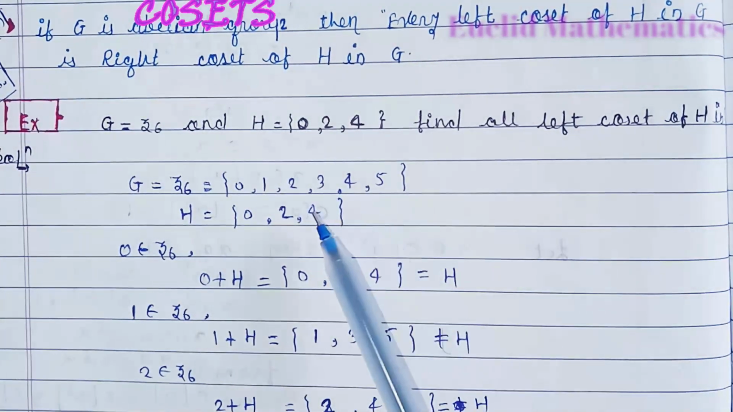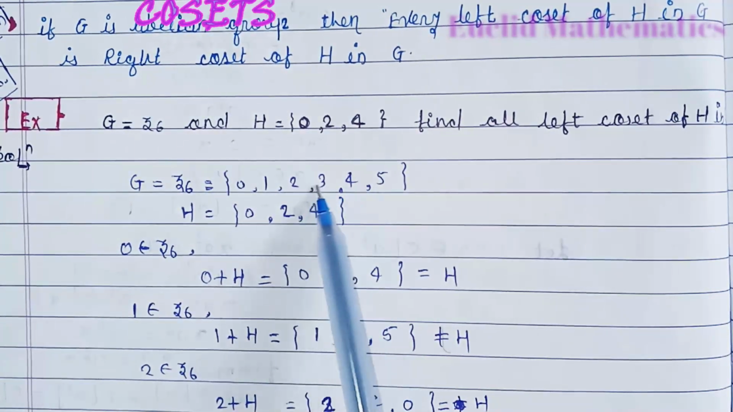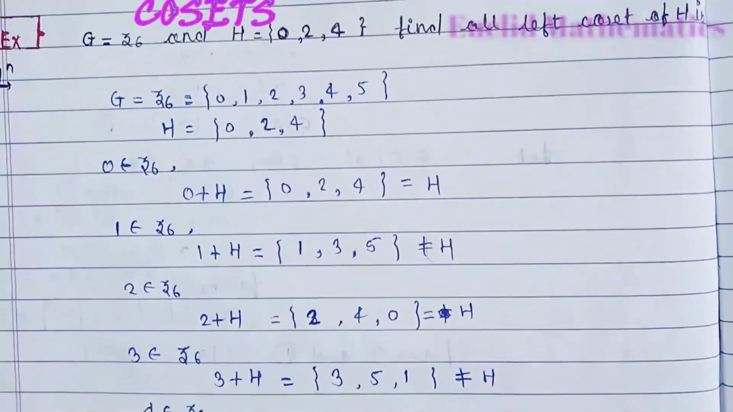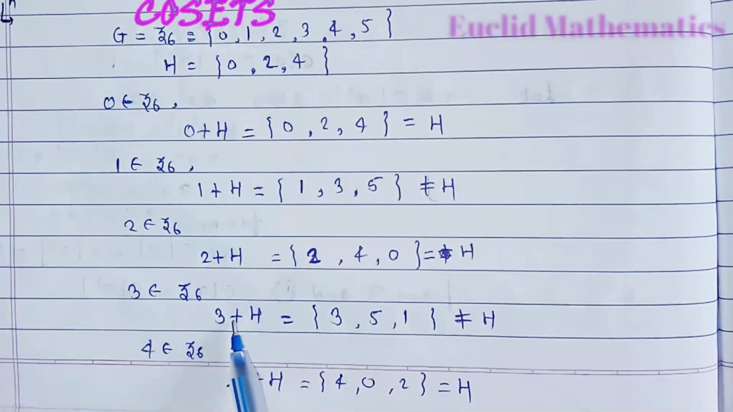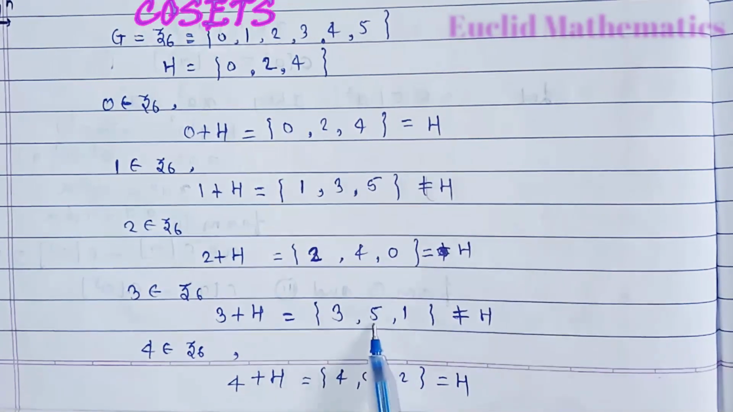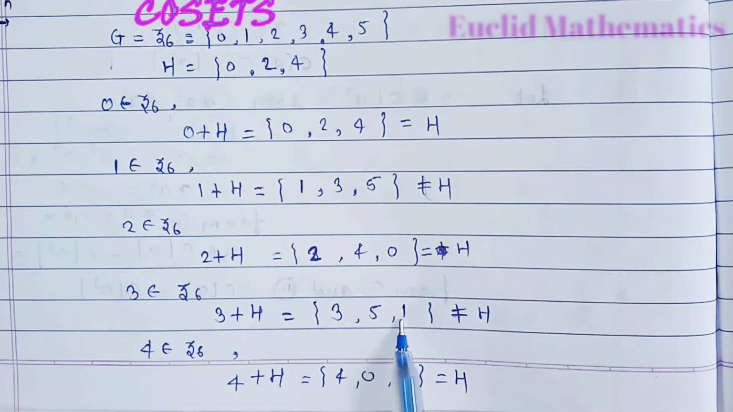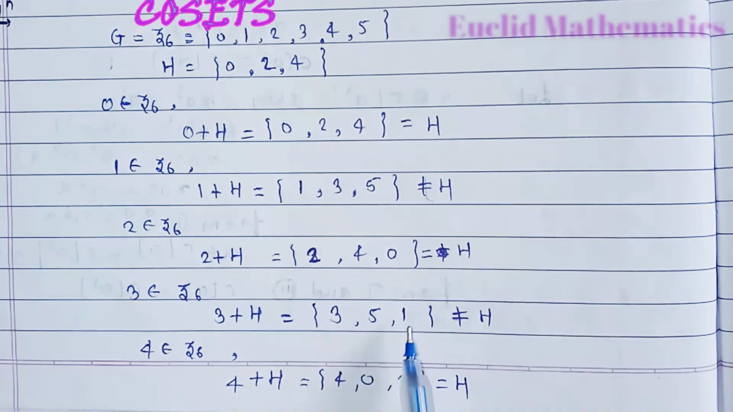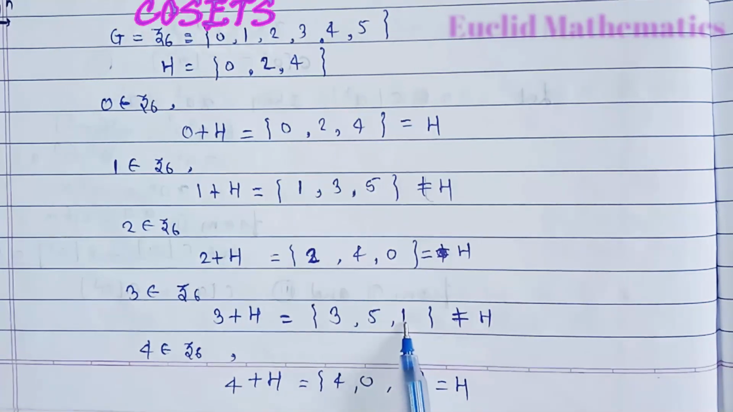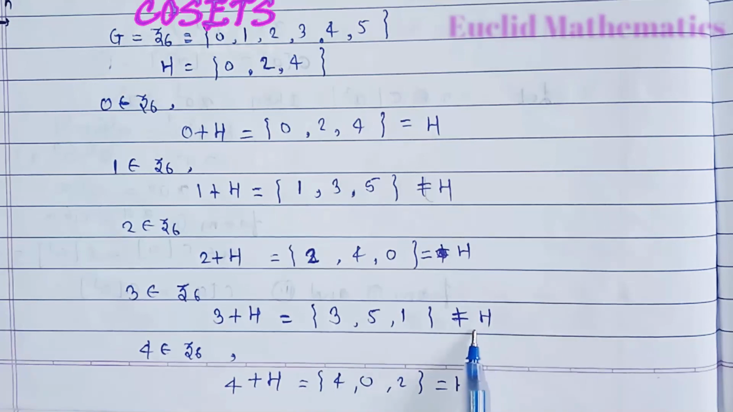Now let's go for the third element. So I have 3, 4, 5 here, and we have to repeat the same procedure for these elements also. 3 belongs to Z6, so 3 plus H: 3 plus 0 is 3, 3 plus 2 is 5, and 3 plus 4 is 7. But 7 is not present in Z6, so we have to find what number comes after 6 for 7. It gives 1; 7 under Z6 is 1. This is also the next coset, but it is not equal to the subgroup.